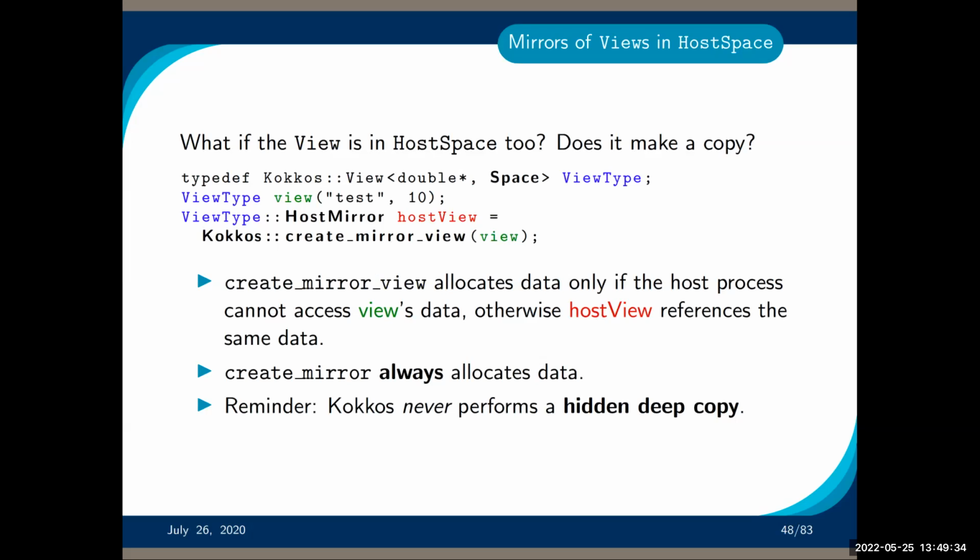Now if the view is in host space, then a copy is not made. It's really trying to be performance portable and efficient. If the host process cannot access the view's data, then it gets copied. Otherwise, it will reference the same data. And create mirror always allocates data. Again, this is being very explicit. We're not trying to hide allocations or abstract them away, because that can matter for performance.